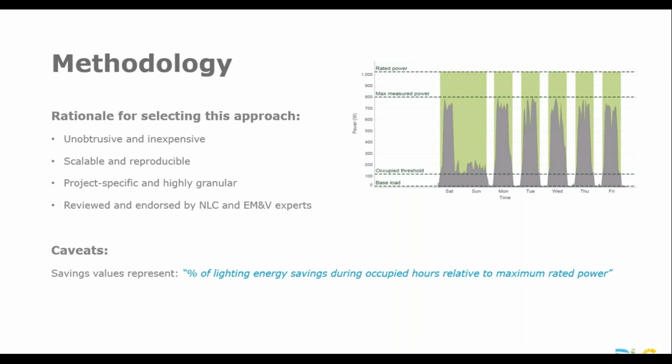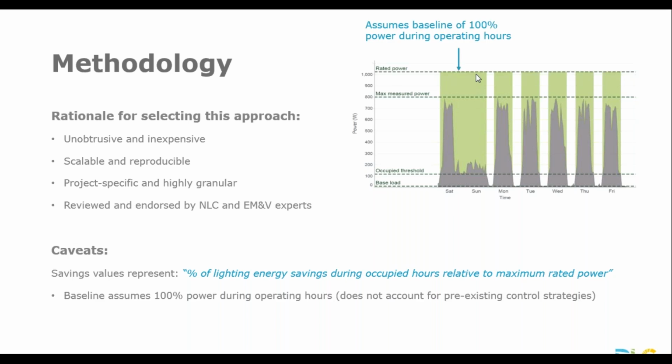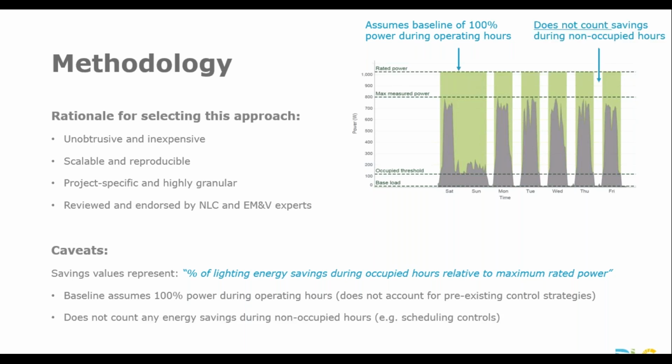There are a couple of key caveats that I want to mention. The savings values represented here are the percent of lighting energy savings during occupied hours relative, again, to that maximum rated power. Some key assumptions here are that the baseline assumes 100% operating hours or power during operating hours. And that does not account for any pre-existing control strategies that may be occurring during operating hours.